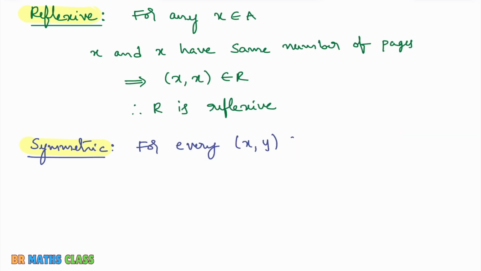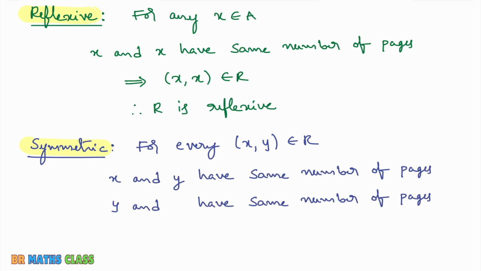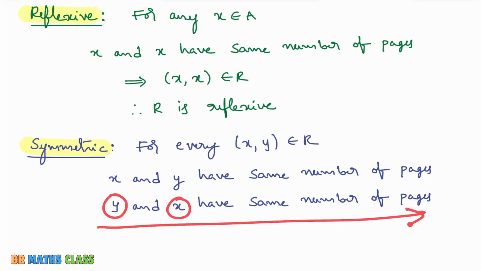So I will take one ordered pair (x, y) in the relation. The ordered pair (x, y) is there in the relation. What does it mean? It means that x and y have the same number of pages. Can I say that y and x also have the same number of pages?